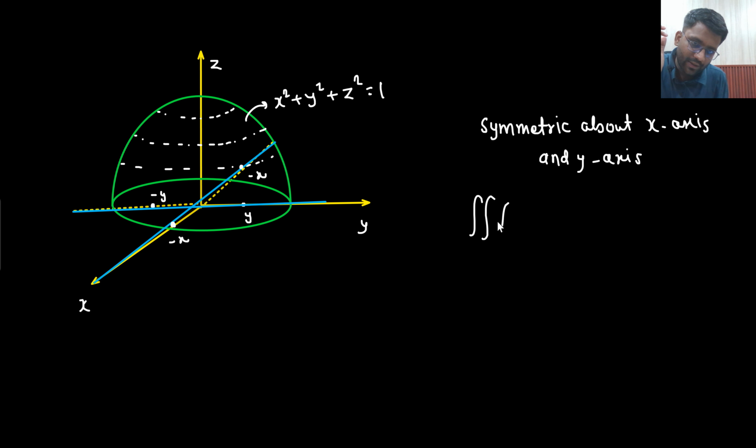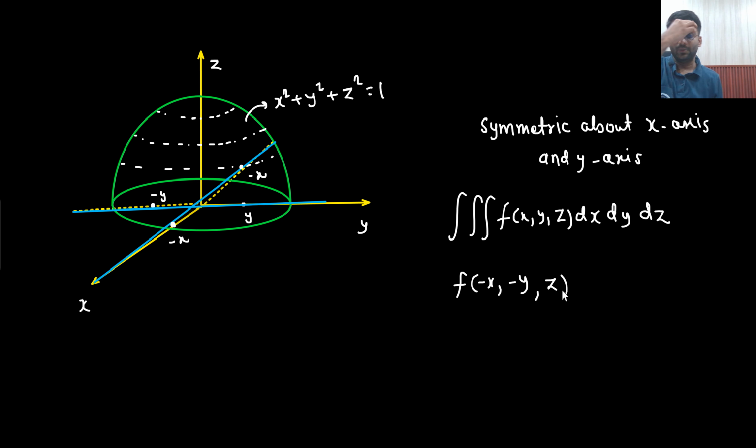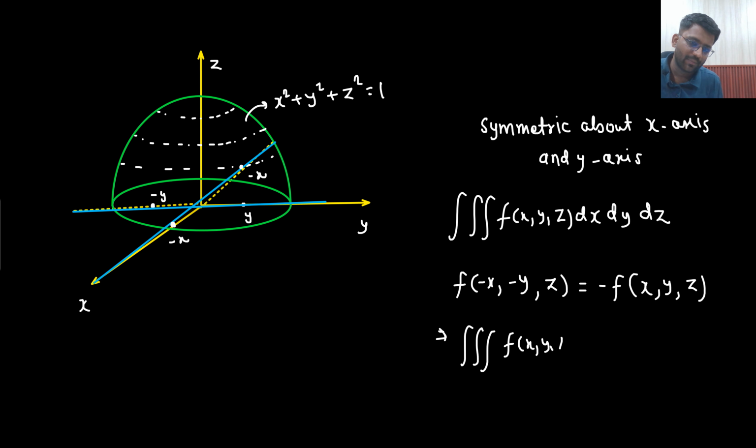Now if you need to calculate the triple integral of f(x, y, z) dx dy dz, what I will do is, in place of x I will put minus x, in place of y I will put minus y, and z stays as it is, because it is not symmetric about z axis. If it is coming out to be minus of f(x, y, z), then I would know that this particular integral will surely come out to be 0. Is that clear to you?